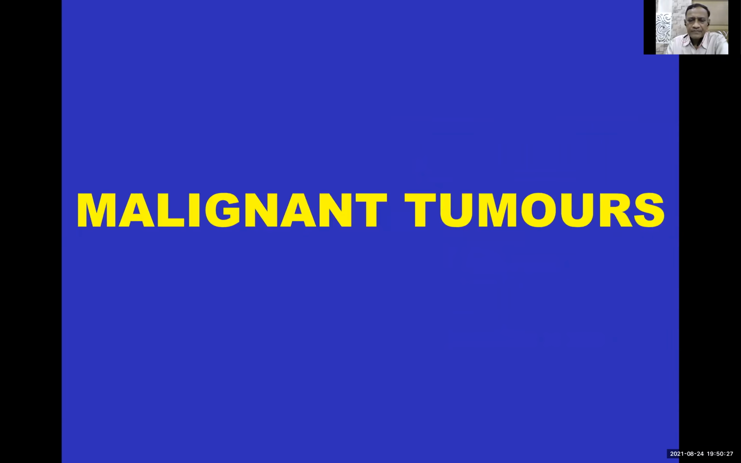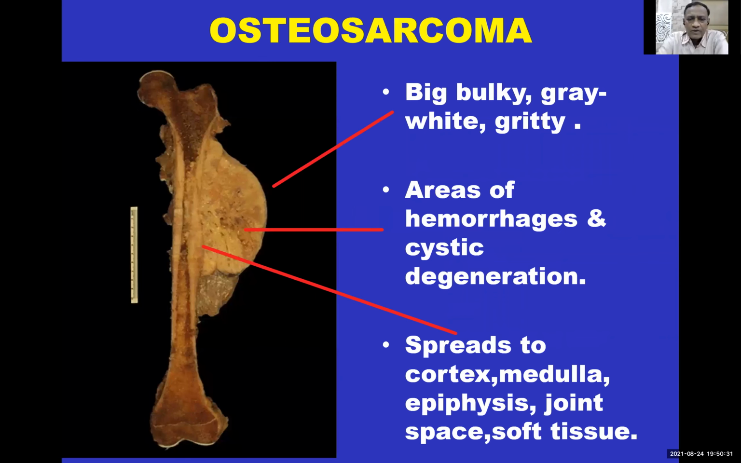Malignant bone tumors. The first one is the osteosarcoma. This is the big, bulky, gray-white gritty tumor arising from the femur. There are areas of hemorrhage and cystic degeneration. It can spread to the cortex, medulla, epiphysis, joint space, and soft tissue.